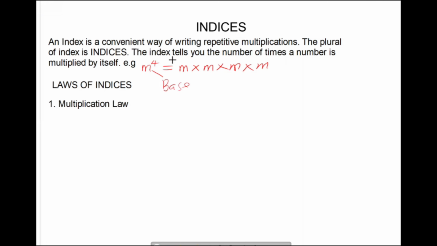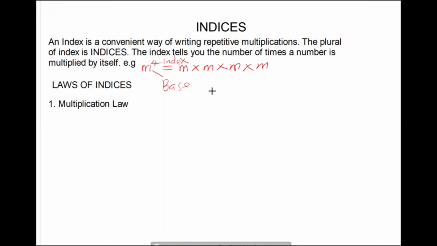And the 4 at the top there is called the what? The index or the power. So we should not forget that. M here is called the base. The 4 here is called the index, or power, because we are going to need those two things when we are trying to write the laws of indices. If you don't understand the base and the power, it becomes more complicated.